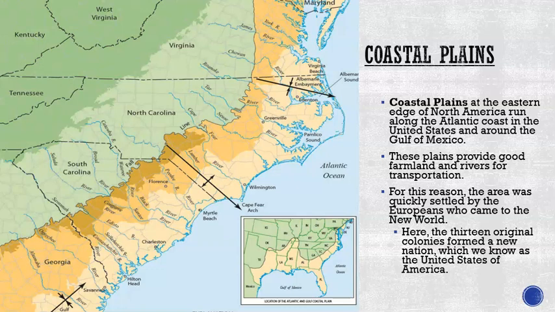It's important to note that here in the coastal plains, the 13 original colonies formed, and that's how the United States was essentially formed, in this coastal plains area.